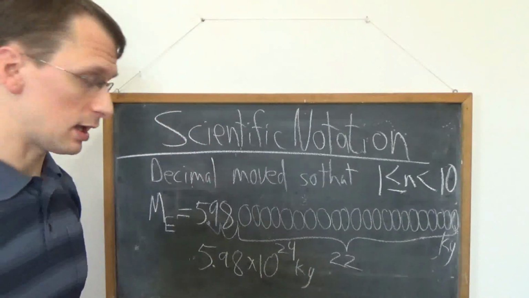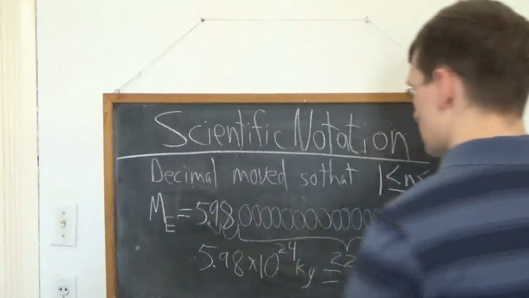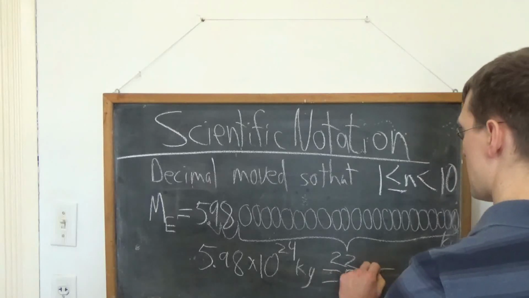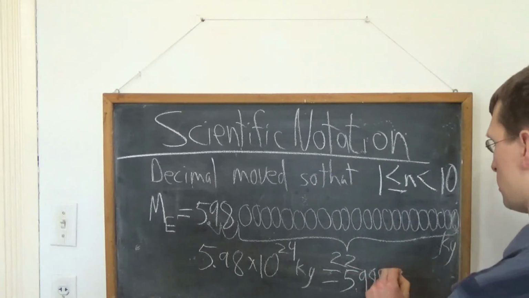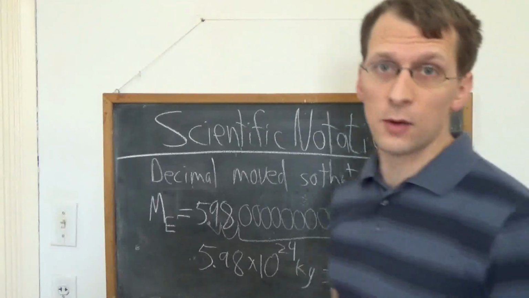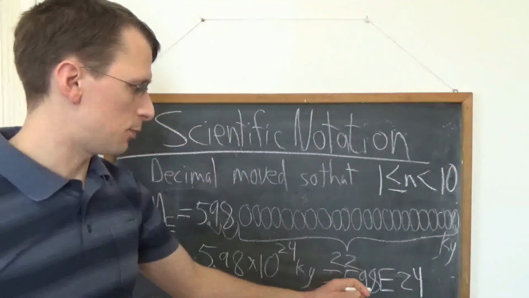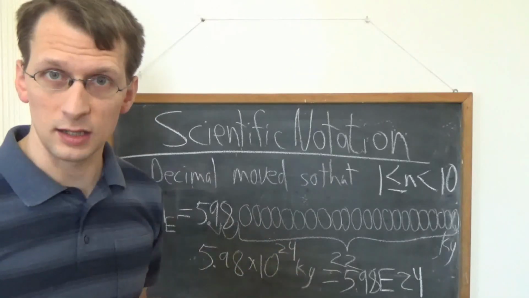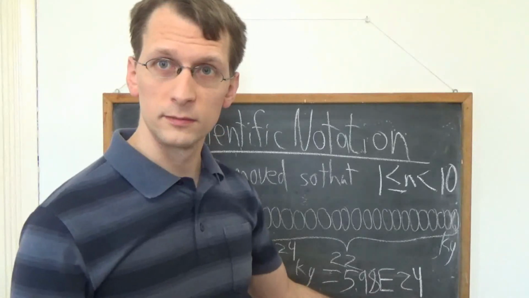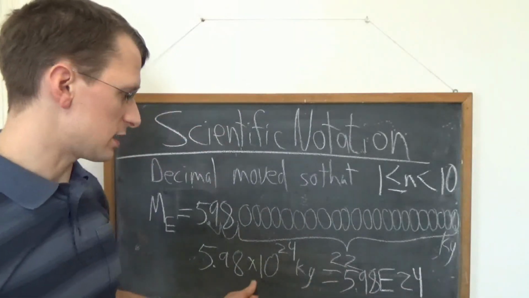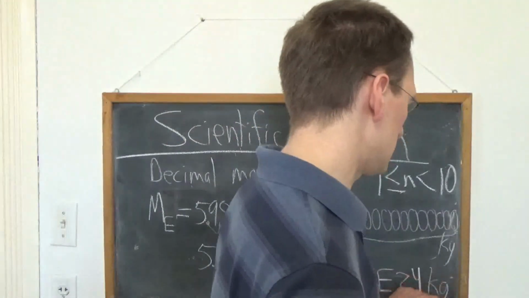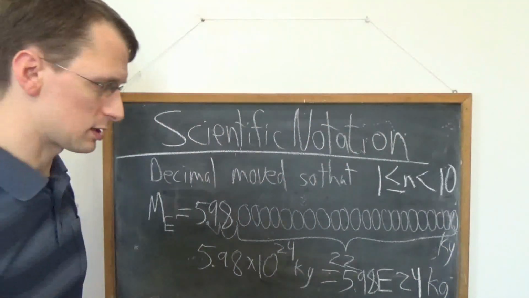One other notation you might come across is that it can be written as 5.98 and then a capital E 24. That keeps you from having to put superscripts in it, which makes it easier to type out. That E 24 is the same thing as writing times 10 to the 24th. But don't forget to put your units on there at the end also, because the units matter.